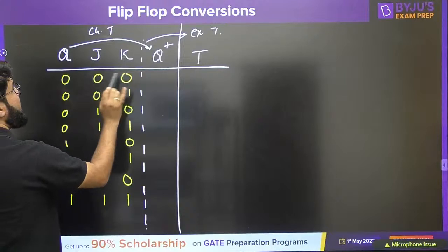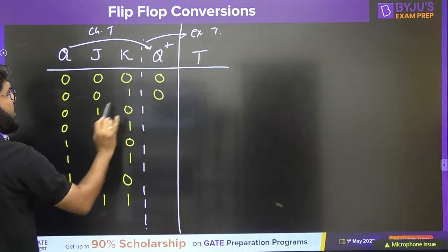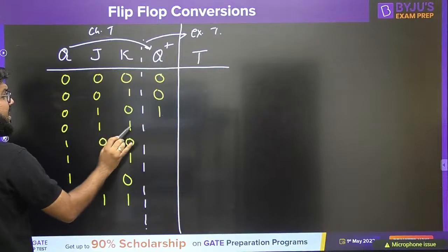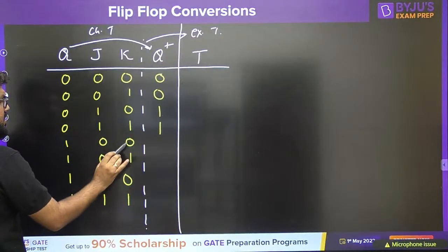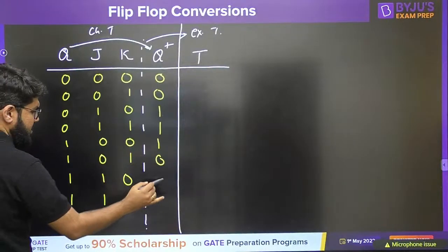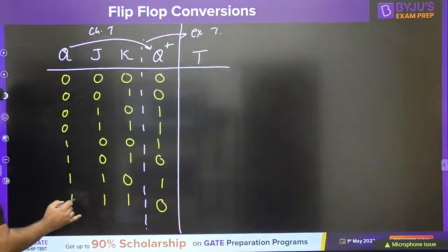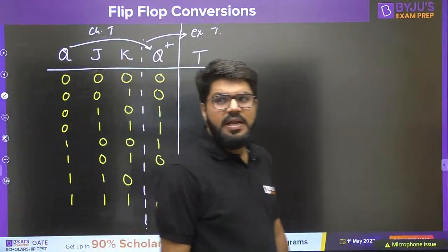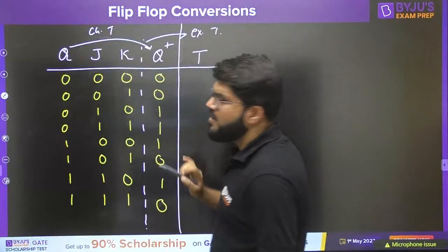So JK 0 0, same state, so 0 stays 0. JK 0 1, reset. JK 1 0, set. JK 1 1, toggle, so 0 toggles to 1. For Q equal to 1: JK 0 0, same state, so 1 stays 1. JK 0 1, reset. JK 1 0, set. JK 1 1, toggle of current, so 1 toggles to 0. Now you only need to see Q plus to design the value of T.